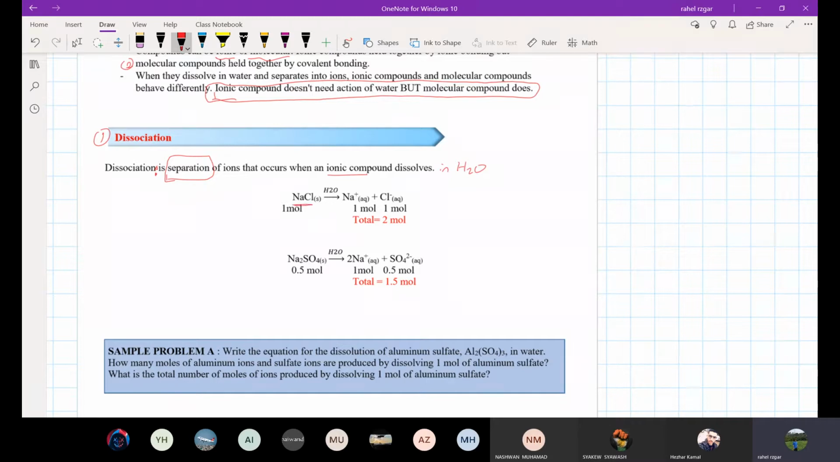For example, NaCl. When NaCl dissolves in water, this H2O here means the solvent is water, and it's just helping the solute, the substance, to get separated. NaCl can be separated in H2O to become Na and Cl. How many Na do you have here? One Na. How many Cl? One Cl. So when they separate, both of them become one. Don't look at the moles for now. Let's just look at how they are separated.